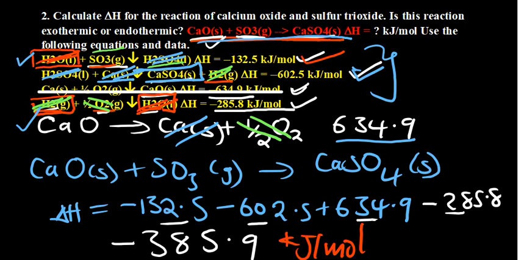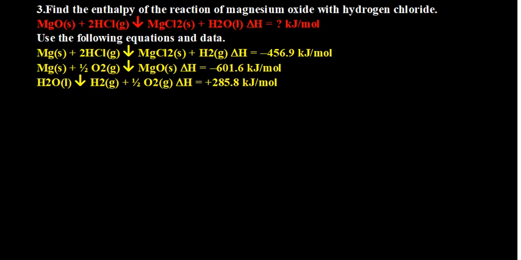Alright, the third one. Find the enthalpy of a reaction of magnesium oxide with hydrogen chloride. In this case, guys, the concept is the same. So what you can do is just pause the video, try to solve it. Take your time, then come back. Alright. So magnesium oxide reacting with that. This is our main equation. All we are doing is comparing these other equations, part of the reaction mechanism, with that equation.